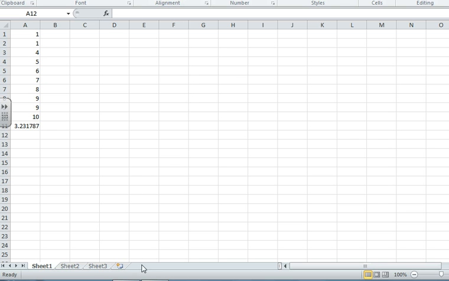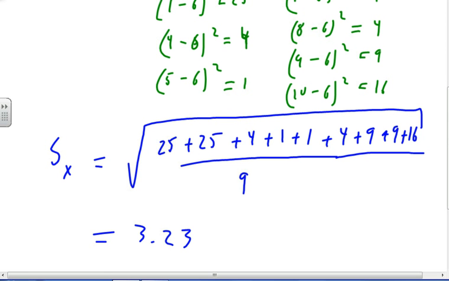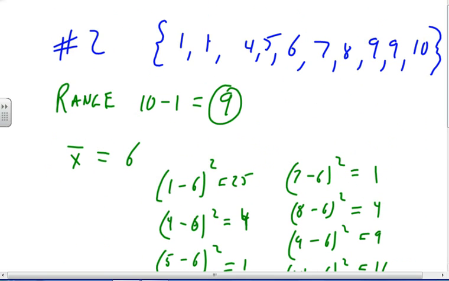Okay, well now that I have this guy out, I'm done with this problem. That was 2. We'll try a different problem. Is there a harder one? We'll try 11. Find the range of the sample and the sample standard deviation, 3 significant digits. Number 11.